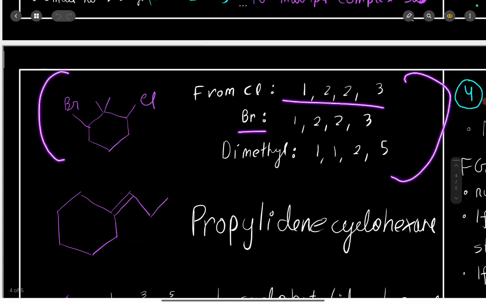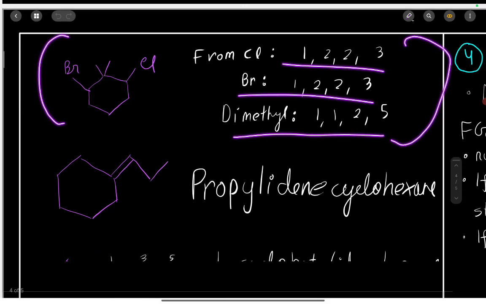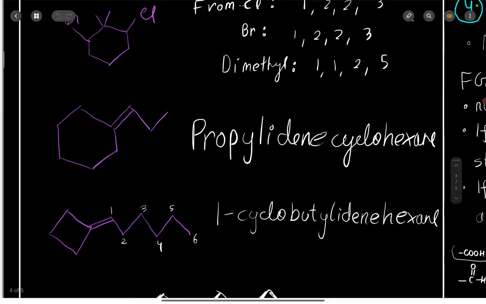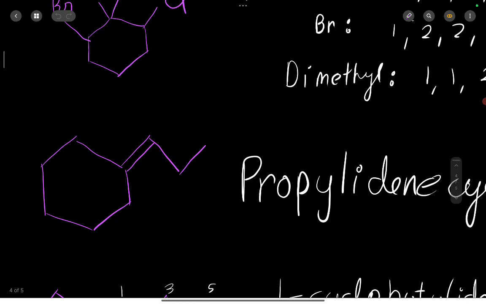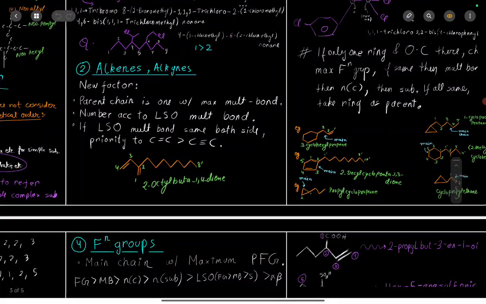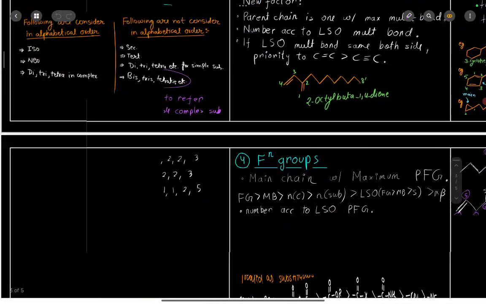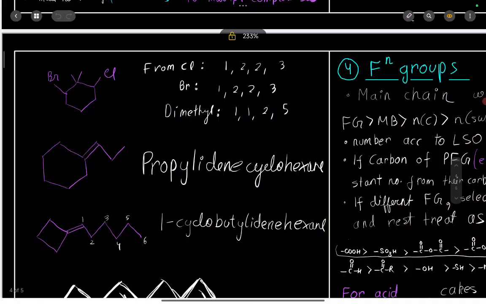But yeah, this should be easy for you to understand. This is basically just an illustration of the lowest set of locants rule. Now this is an interesting one. This is a shared double bond. I can consider one atom as part of the ring and one as part of the open chain. So which one do I consider a substituent? Then again, follow the number of carbon atoms rule. You can see both of them are single chains except for this double bond.